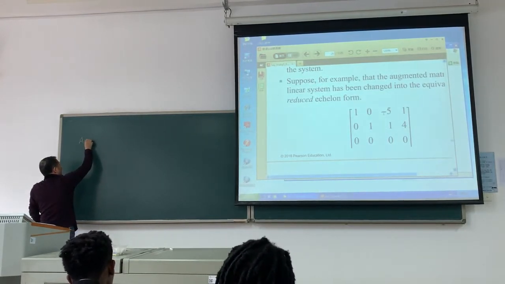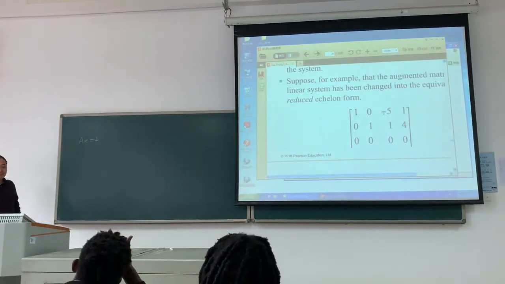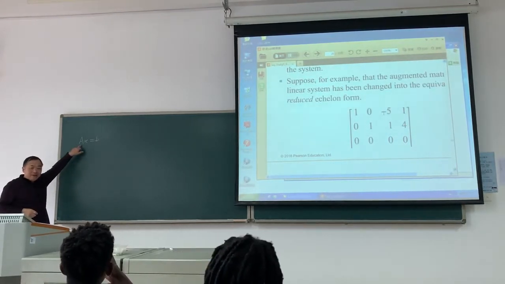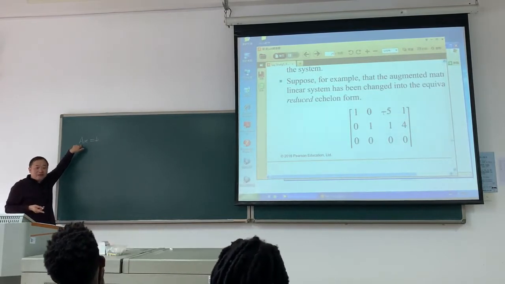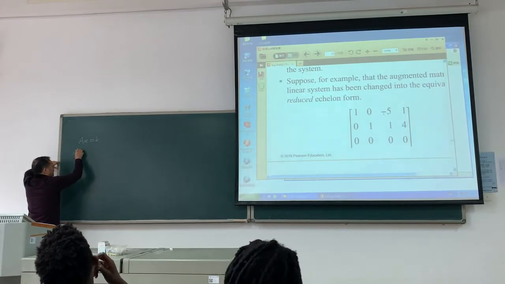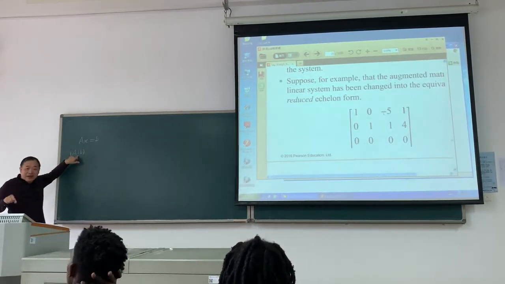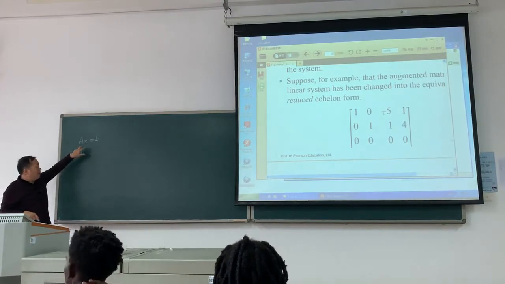We can denote a linear system in this form. A is the coefficient matrix, and AB, we say, is the augmented matrix of this system.